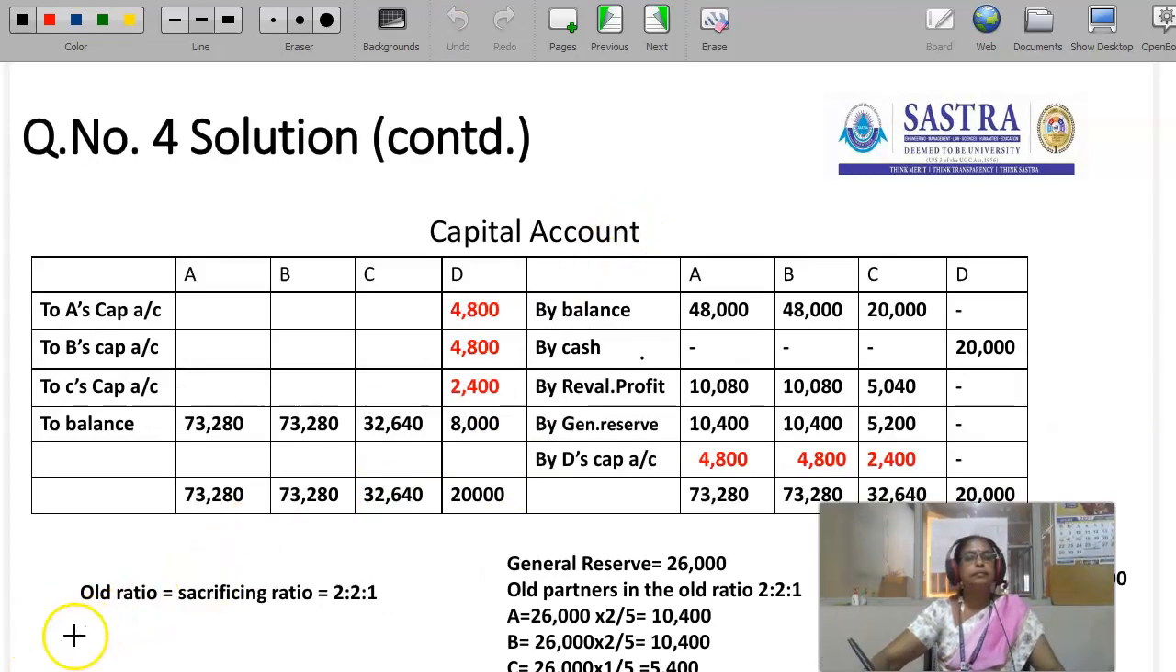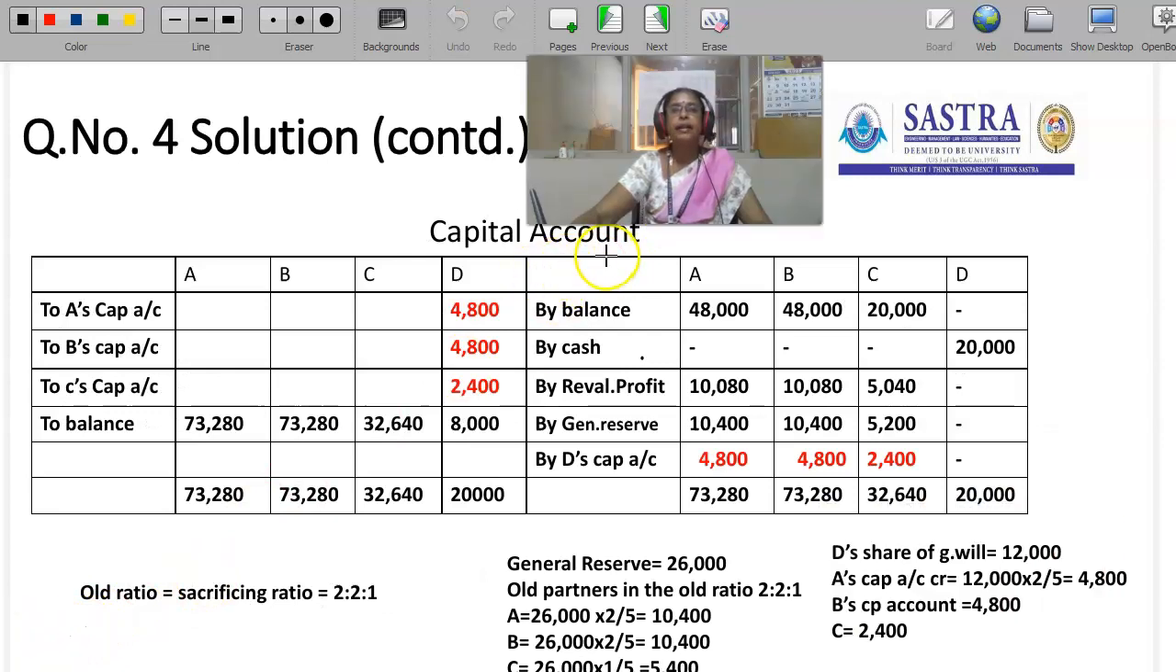This is the capital account of the partners. First, the opening balance, that is the balance given in the balance sheet: A is 48,000, B is 48,000, C is 20,000. D brings cash to the extent of 20,000. So the journal entry is cash account debit to D's capital account. He brings cash of 20,000, so that should be credited.